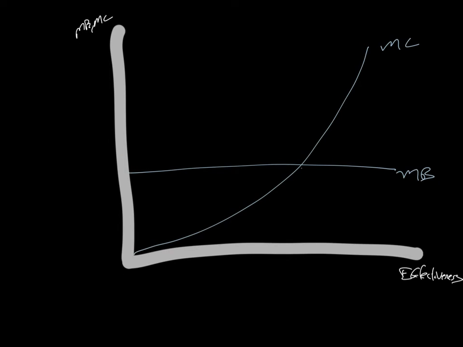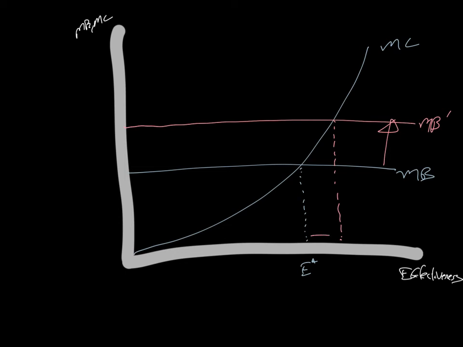So this is a simple framework to use to think about what happens if, say, the marginal benefit of avoiding a pregnancy rises. It's simple. Remember, marginal benefit doesn't vary with the effectiveness of the contraceptive. So we just shift up marginal benefit, and that induces us to choose a contraceptive that is more effective and that faces a higher marginal cost.